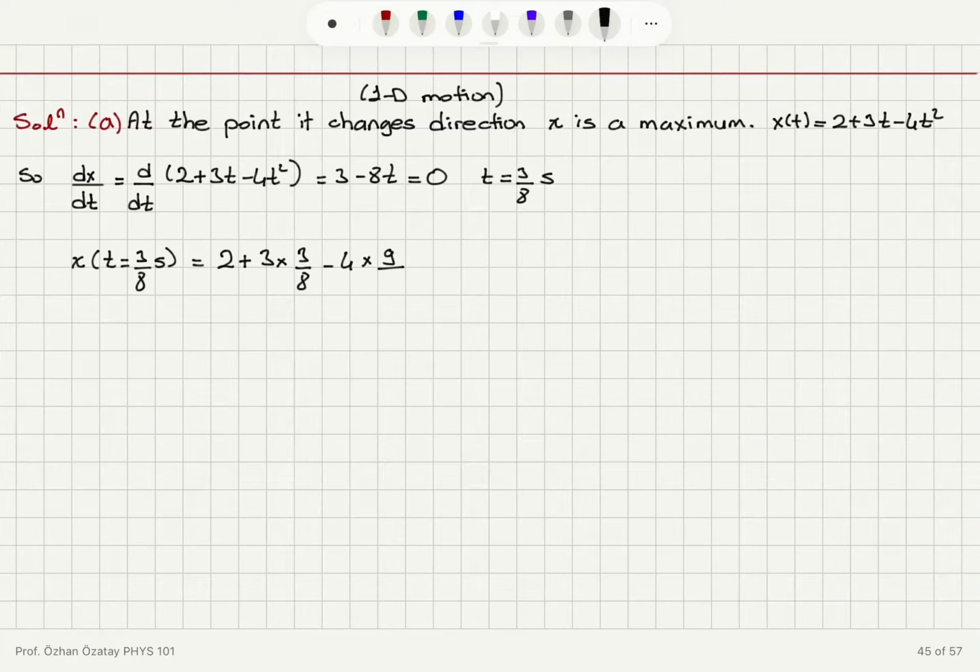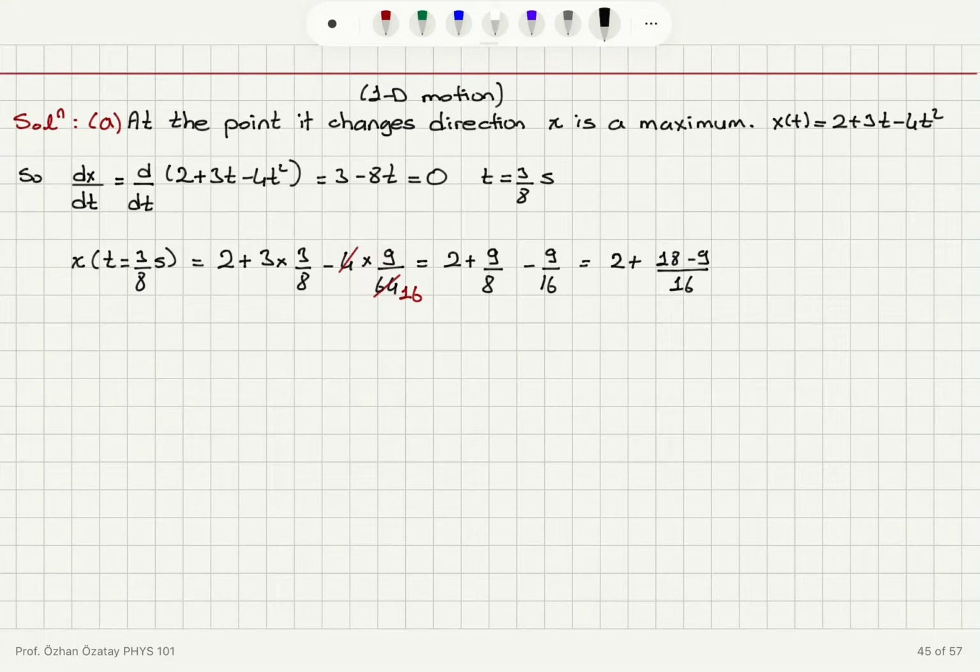9 over 64. So this will give us 2 plus 9 over 8 minus 9 over 16, because we will have this 4 reducing 64 to 16. So here we have 2 plus 9 over 8 minus 9 over 16.